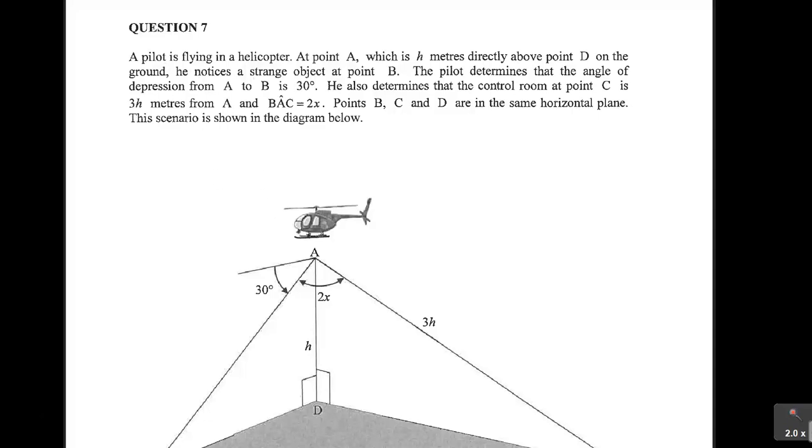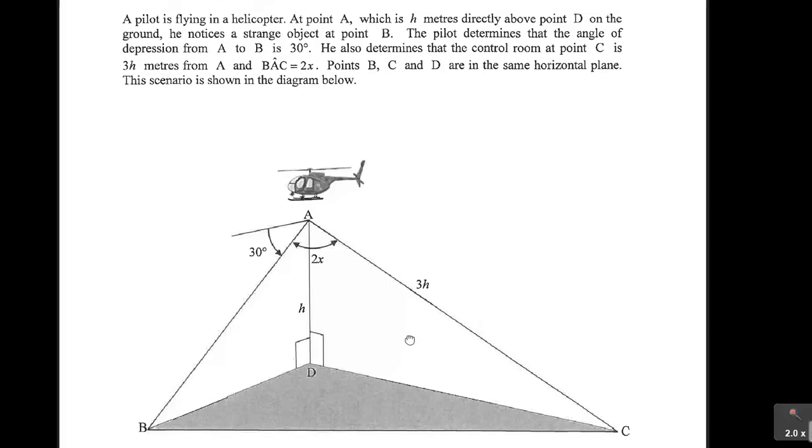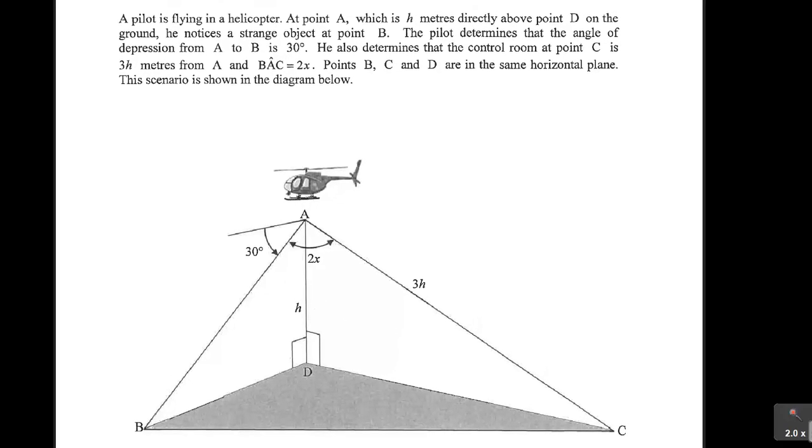It says a pilot is flying a helicopter. As you can see, there is the helicopter at point A, which is h meters directly above point D. So we can see that distance there is h meters. D is a point on the ground. He notices a strange object at point B.